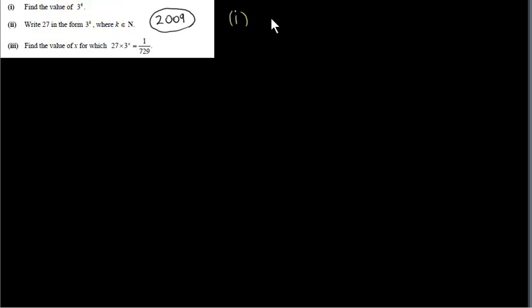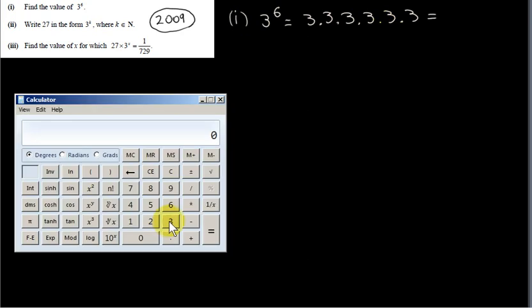Find the value of 3 to the power of 6. Just put in 3, press the power button, which is usually x to the power of y on most calculators. So we get 729.